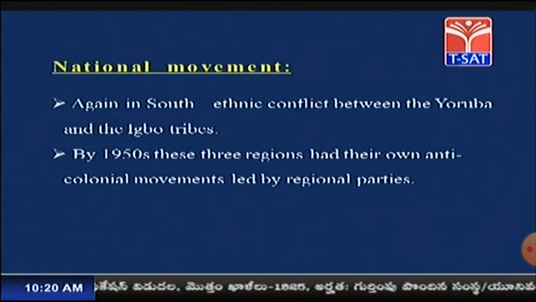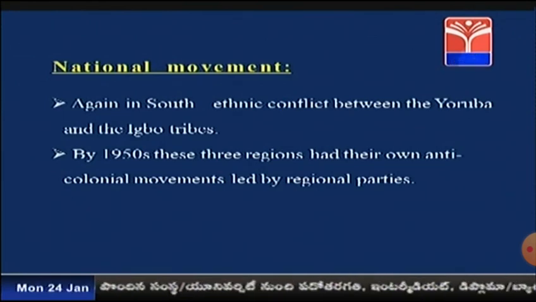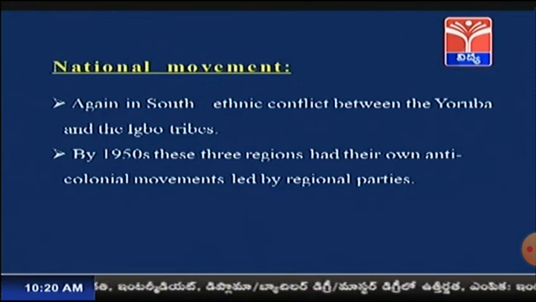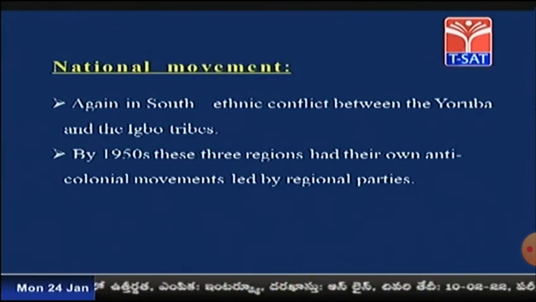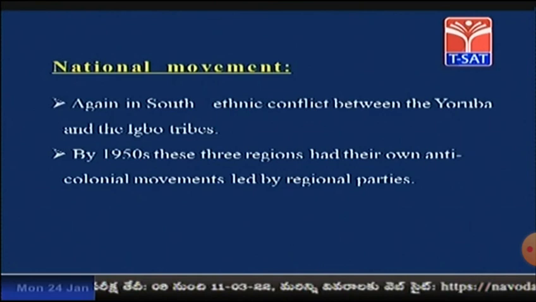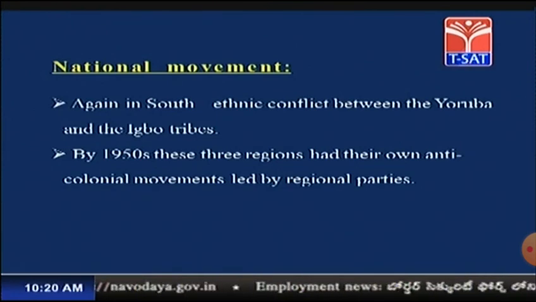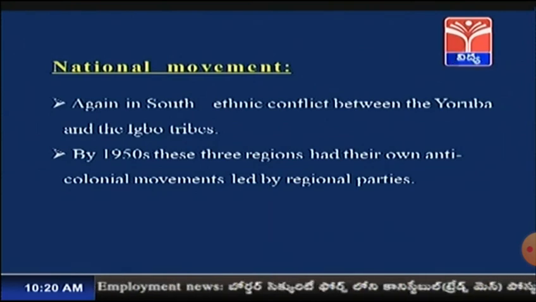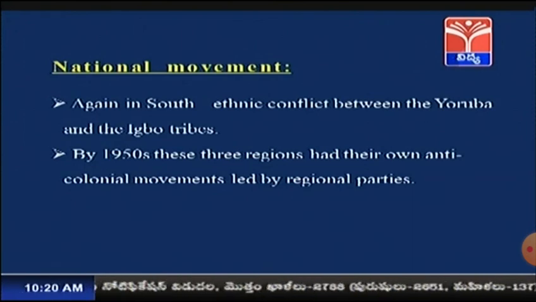Again in the South, there was an ethnic conflict between the Yoruba and Igbo tribes. Previously, we learnt that the Britishers divided these two groups into the eastern and western regions of Nigeria. So, here a conflict arose between the two ethnic groups. By the 1950s, these three regions had their own anti-colonial movements led by regional parties.